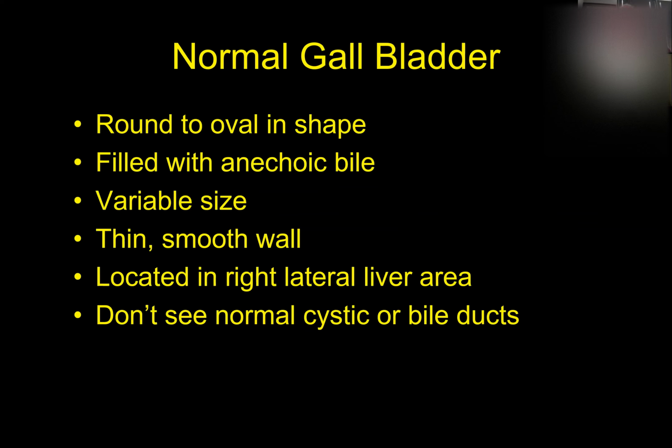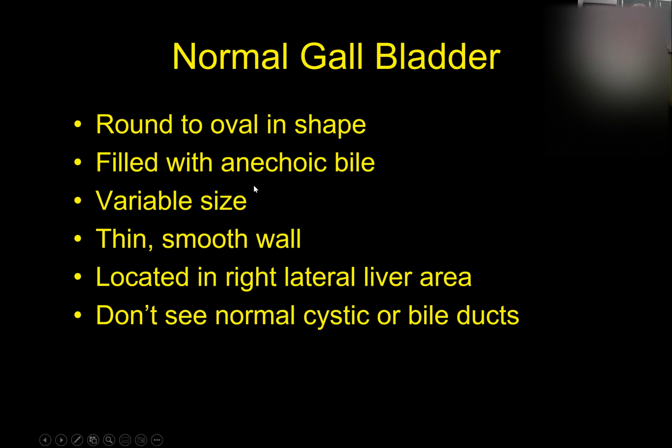So the gallbladder in a typical animal looks like a cyst. It basically is a cyst. It's a thin-walled structure that contains bile. And normal bile a lot of times will be purely anechoic, so it looks like a cyst. The gallbladder is round to oval in shape, with a nice thin wall filled with anechoic fluid. All of those things are what we use to define a cyst.